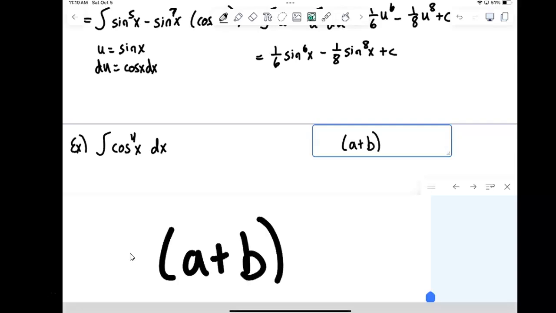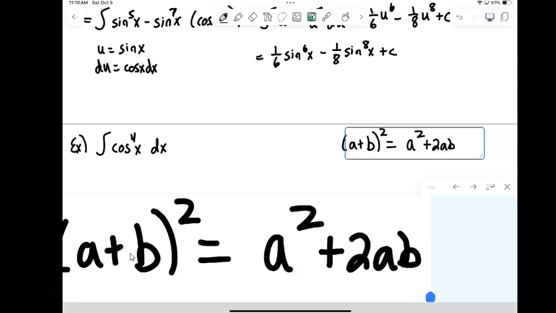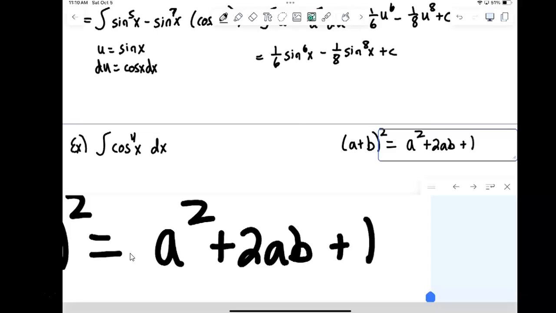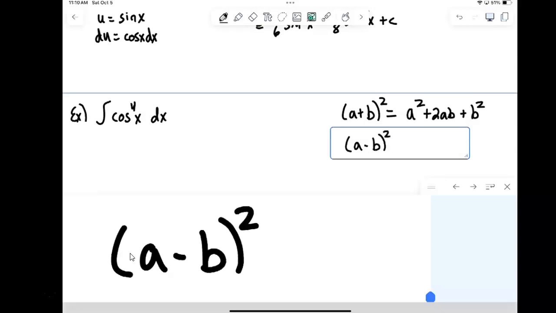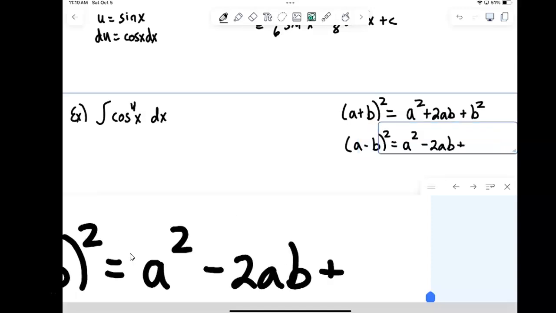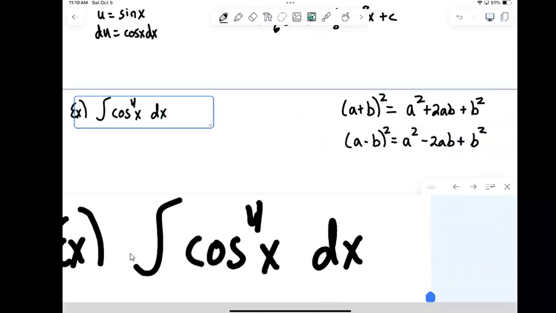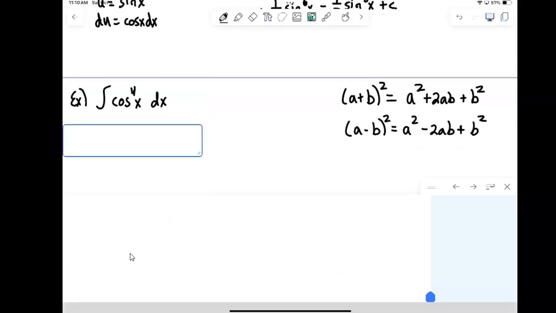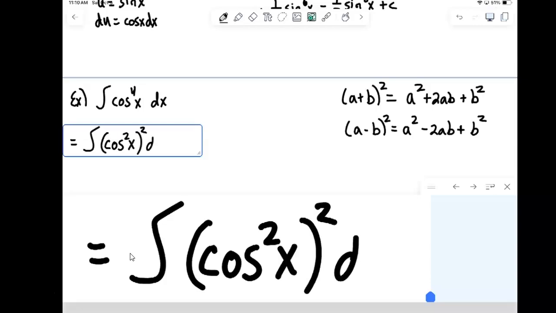And that is, if we take a plus b quantity squared, that multiplies out as a squared plus 2ab plus b squared. And if we have a difference, a minus b quantity squared, that multiplies out to be a squared minus 2ab plus b squared. These are useful because what we're going to do here with this cosine to the fourth is first express it in terms of cosine squared. So cosine to the fourth is cosine squared, squared.